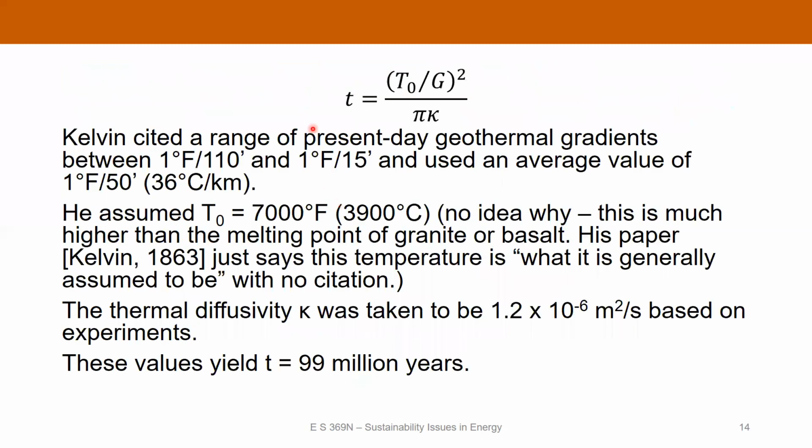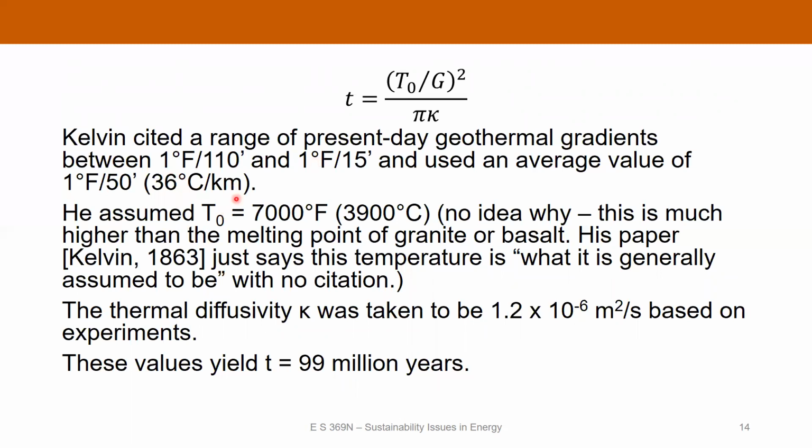So Kelvin's best understanding at the time was that geothermal gradients in 1864 were somewhere between 1 degree Fahrenheit per 100 feet and 1 degree Fahrenheit per 15 feet. That's a pretty wide range. It's almost an order of magnitude, but Kelvin said, well, let's pick something in the middle. So 1 degree Fahrenheit per 50 feet, which is the same thing as 36 degrees Celsius per kilometer.